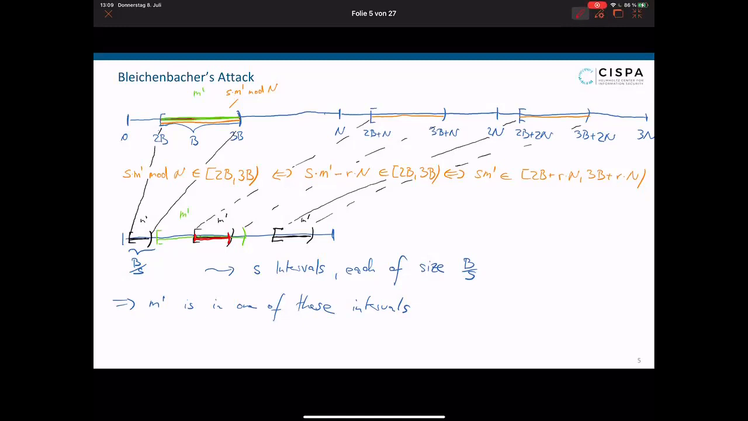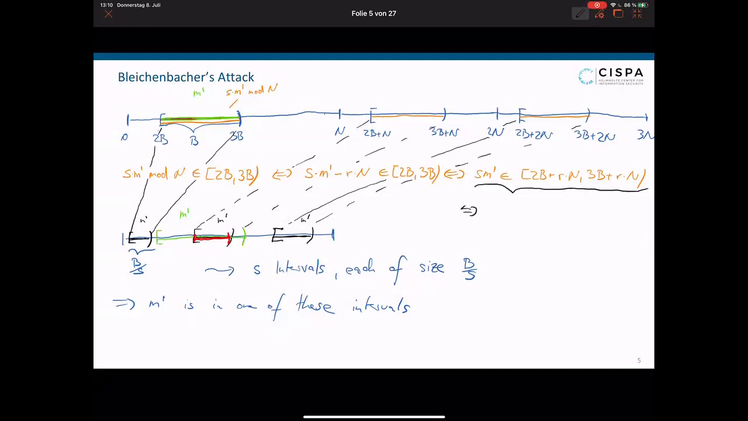Okay, good. Someone's asking the question: could you explain how it is possible to create those little black intervals? Good, thanks for asking a question. If you had a problem there, maybe someone else had the same question. So we know that S times M, or S times M prime as an integer, is in this interval 2b plus Rn, 3b plus Rn, right? And these are the orange intervals that I was drawing there.